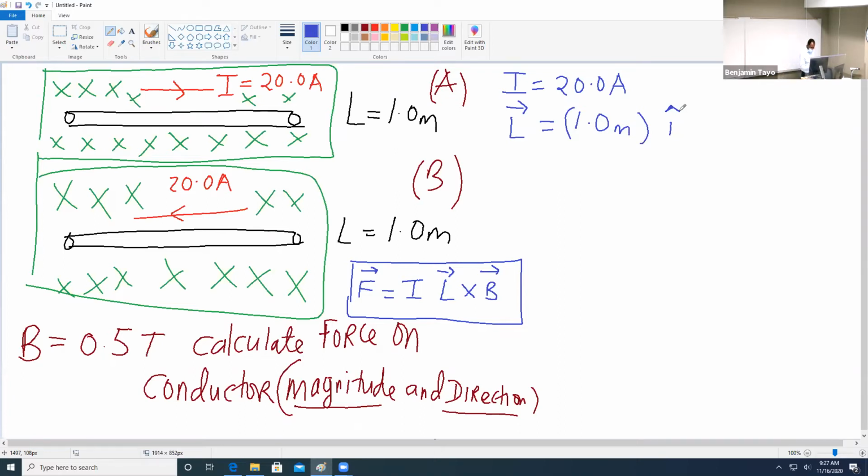Then my magnetic field vector B is 0.5 Teslas. Can someone tell me what the direction of that magnetic field is? Negative K. It's negative K.